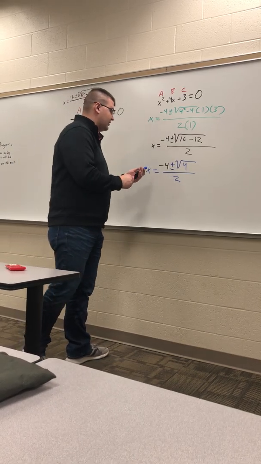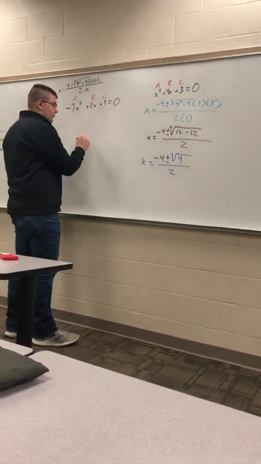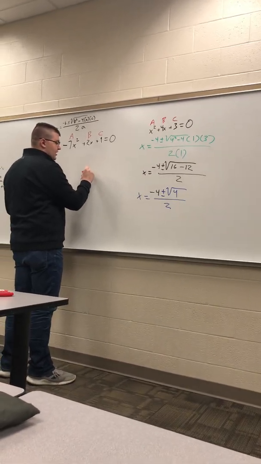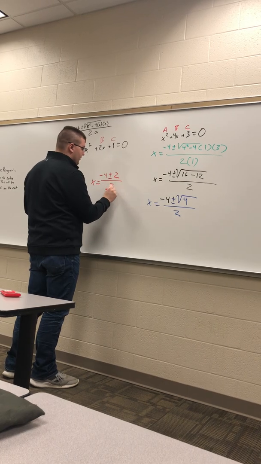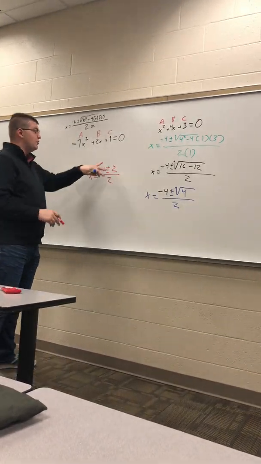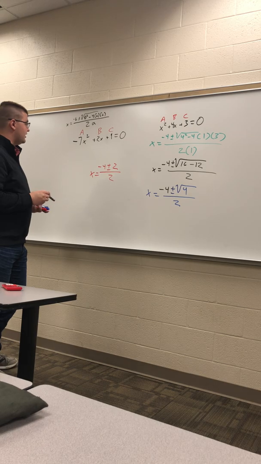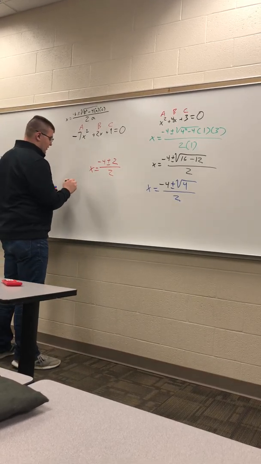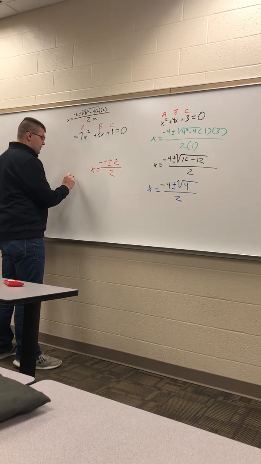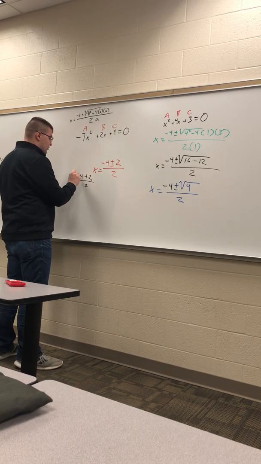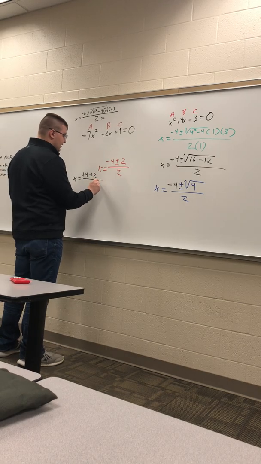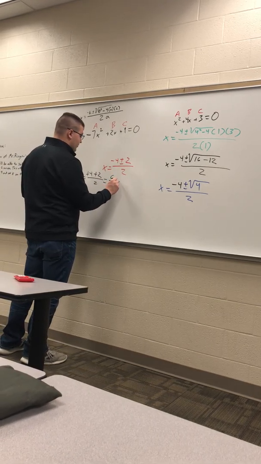So we're going to simplify it down even more. So it'll be x equals negative 4 plus or minus 2 over 2. And once again, we're plugging it in because we use both plus and subtraction signs. So x equals negative 4 minus 2 divided by 2. That's negative 6, so negative 6 over 2 equals negative 3.